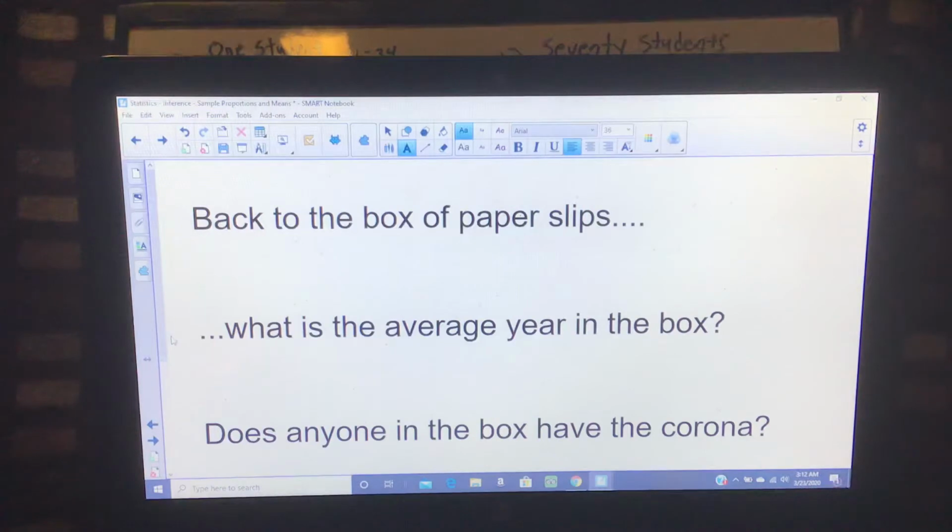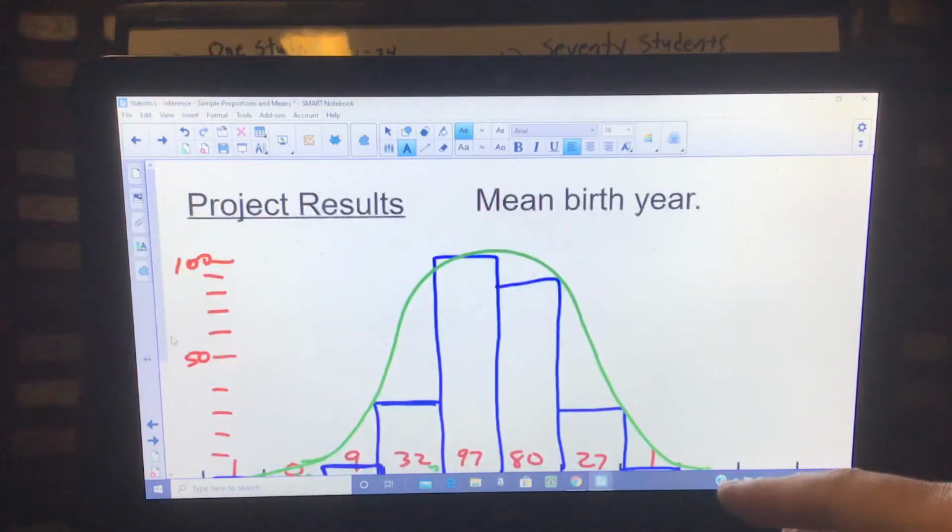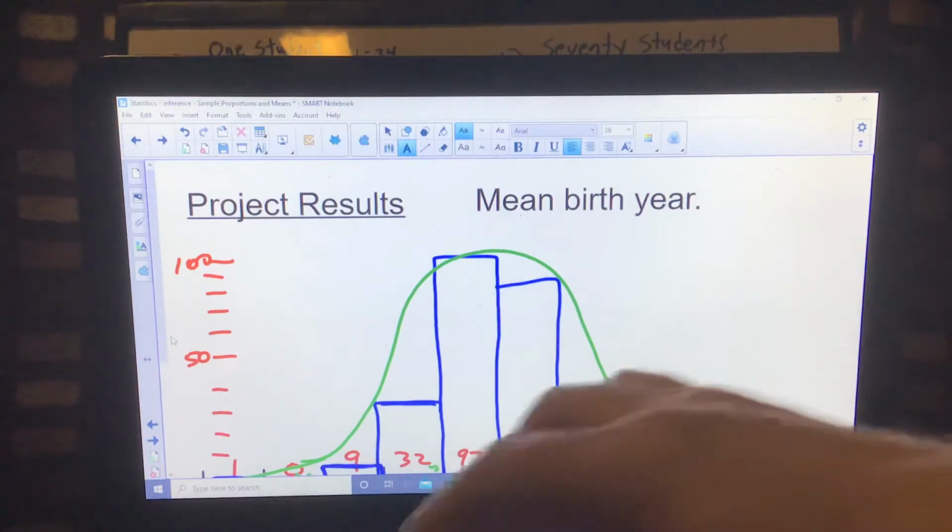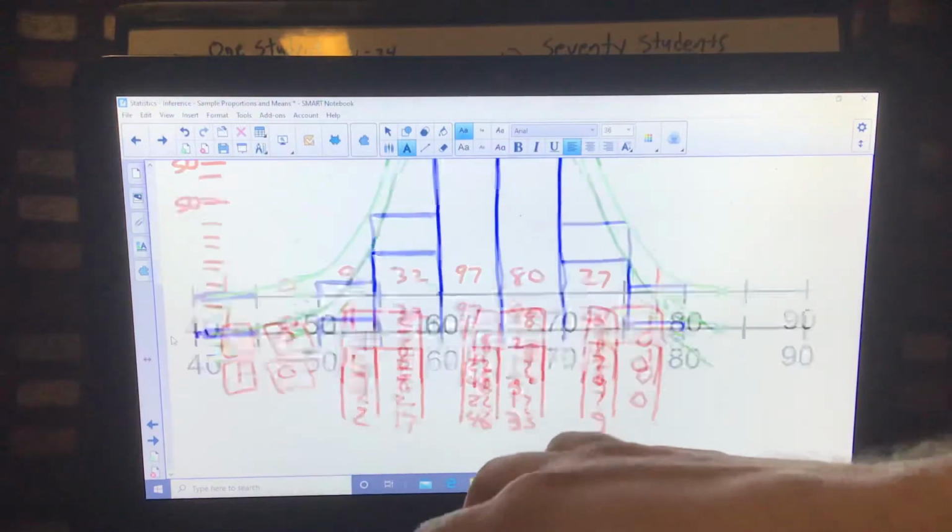All right, so what was the average year in the box? Well, let me show you the results from last year. So luckily I kept these. They ran the experiment. They basically took 10 slips of paper out over and over again, and they calculated the average that they got.